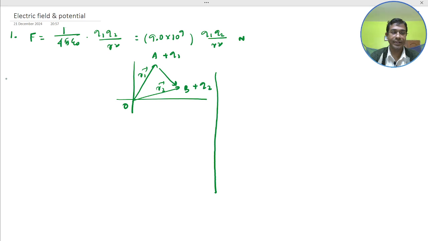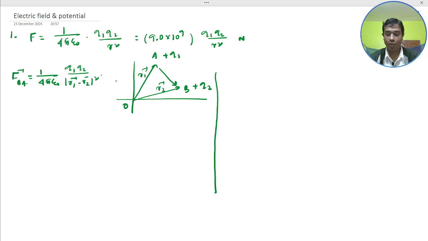is defined as F BA equal to 1 by 4 pi epsilon naught Q1 Q2 by mod of R1 minus R2 square into R cap, where R cap is the unit vector, R1 minus R2 divided by mod of R1 minus R2.